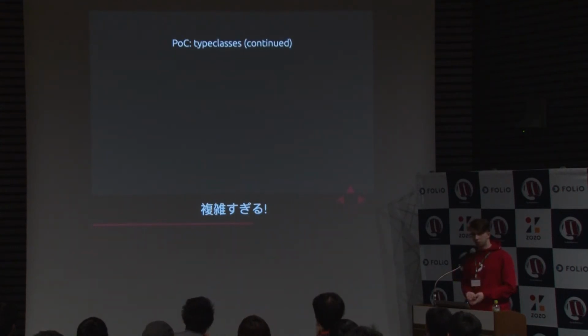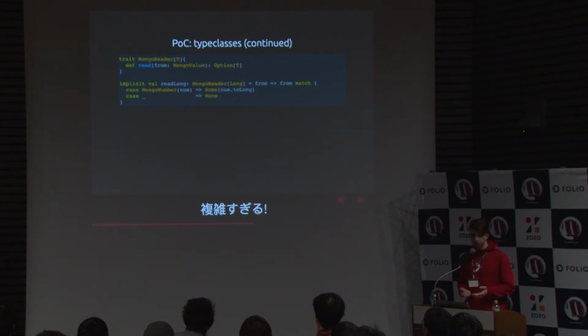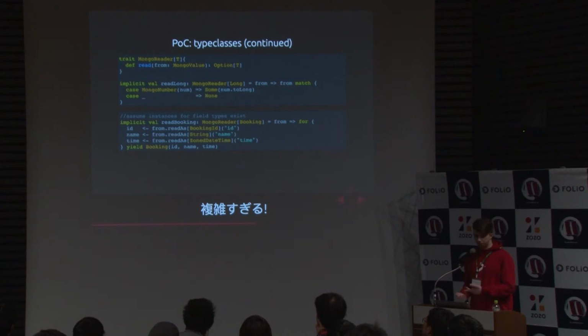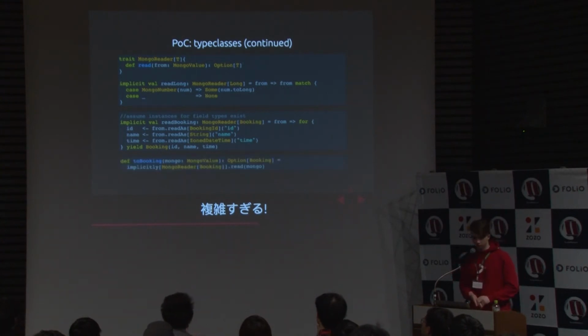So if you were to solve this conversion problem with type classes, you would most likely end up with something like this. A trait MongoReader, so the name is whatever you want, but it'll have a type parameter T, and the function read that accepts a MongoValue and returns an Option of T. So for Long, the implementation would look maybe like this. If we have a number, we'll just return the number. Otherwise, we'll just return None. And for our Booking class, if we had all the instances provided for String, for BookingId, for ZonedDateTime, we would be able to come up with such an implementation for MongoReader of Booking. And now our conversion method, our toBooking, would be trivial. We could implicitly find a MongoReader of Booking and call read on it.